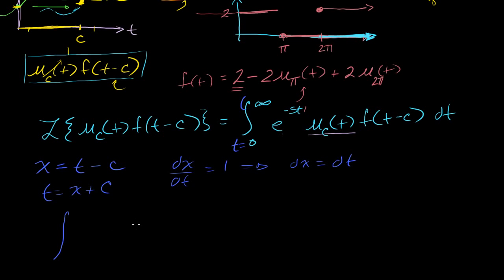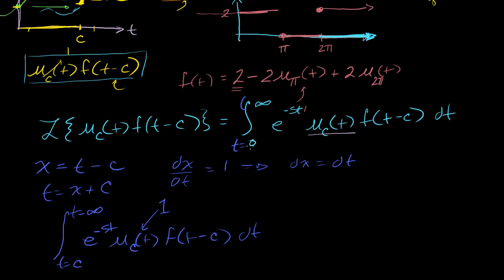We could just take the integral from t is equal to c to t is equal to infinity of e to the minus st, the unit step function, uc of t times f of t minus c dt. In fact, at this point, this unit step function has no use anymore. Because before t is equal to c, it's 0. And now that we're only worried about values above c, it's equal to 1. So it equals 1 in this context. I want to make that very clear to you.